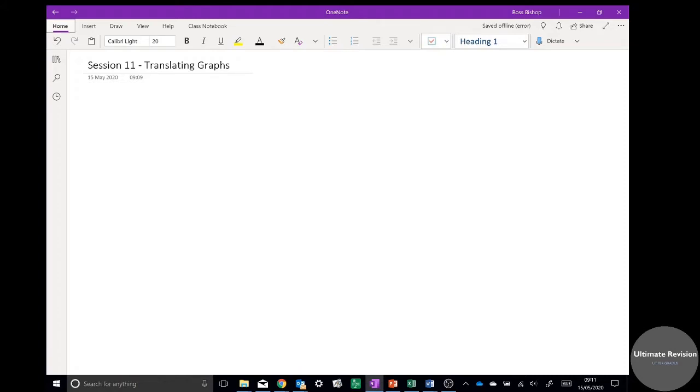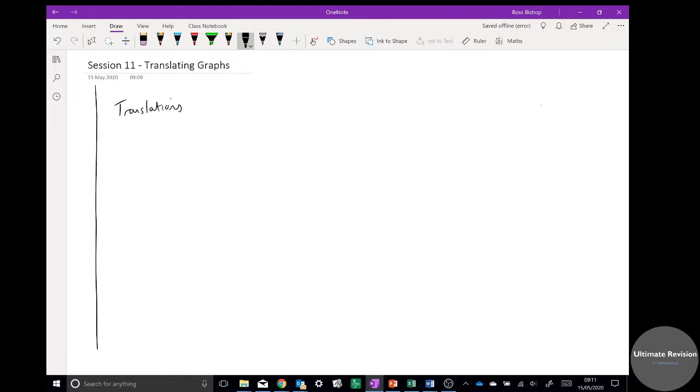Okay, translating graphs. We're going to start by looking at translations. Now remember, a translation is just a movement up or down or left or right, or a combination. If I just look at the graph y equals x squared, hopefully you'll know that this looks like a U-shaped parabola passing through 0, 0.